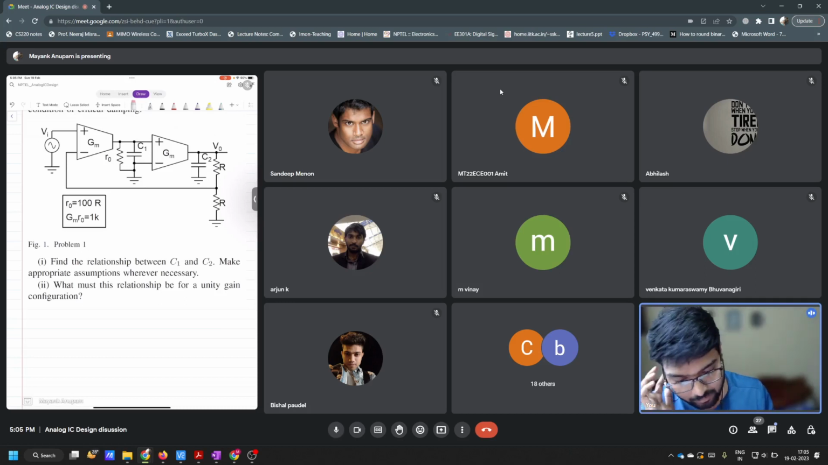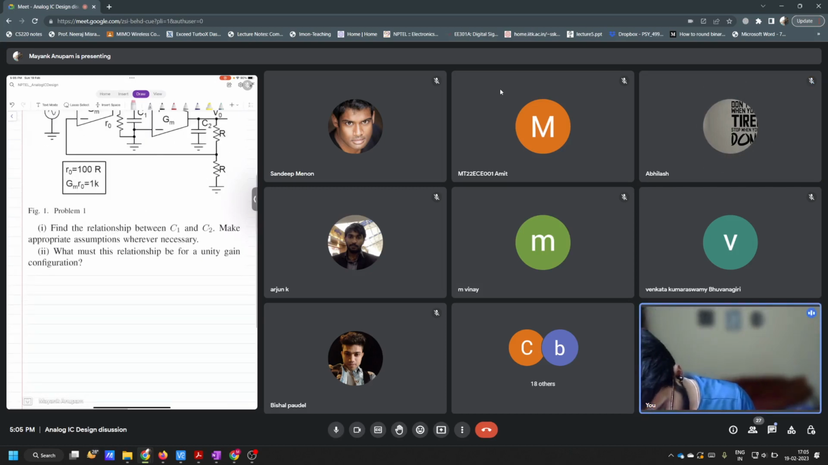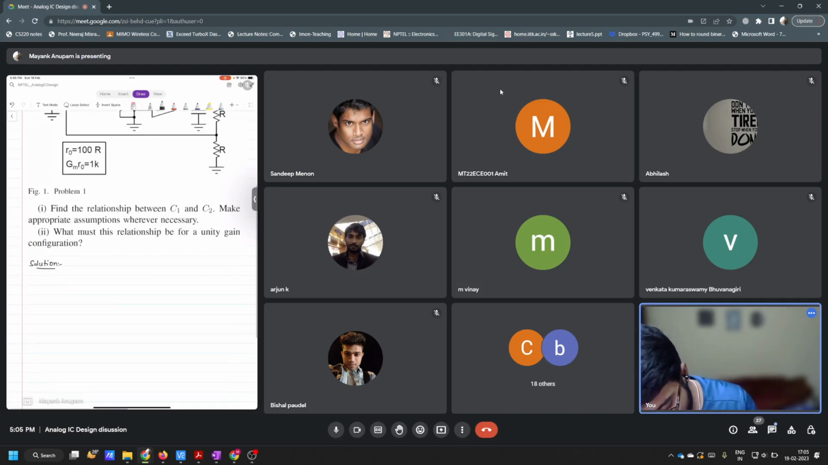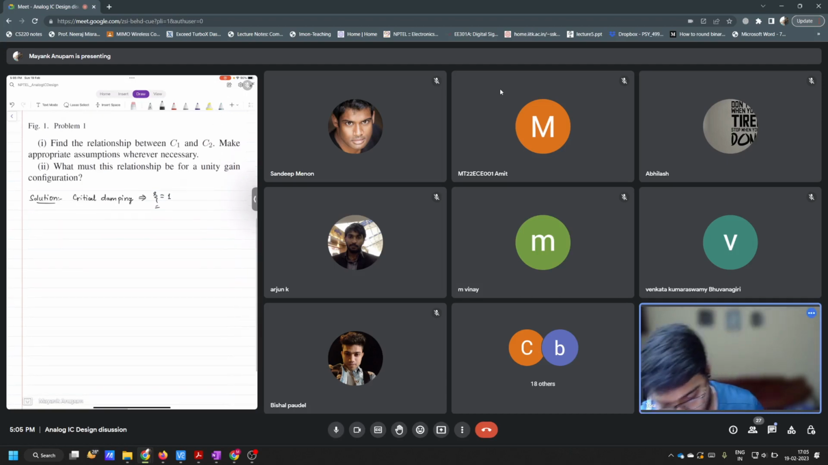What is critical damping, by the way? Zeta equal to 1. Correct. Zeta is equal to 1. Let's write that. So what is meant by zeta, by the way? From where does this come? This is the equation, right? The famous equation of any second order system.